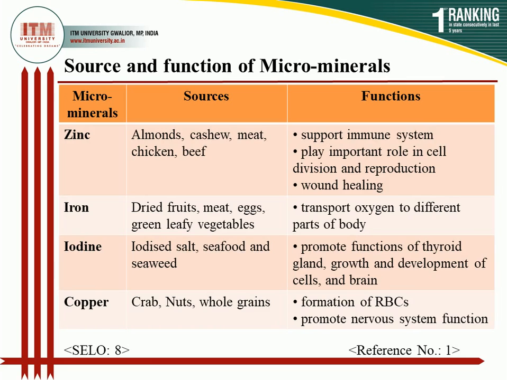Next is micro minerals. Micro means small. So these are the minerals that we have to consume in small amounts. These are the sources and functions: zinc, almonds, cashew, meat, chicken, beef. The main function of zinc is wound healing.